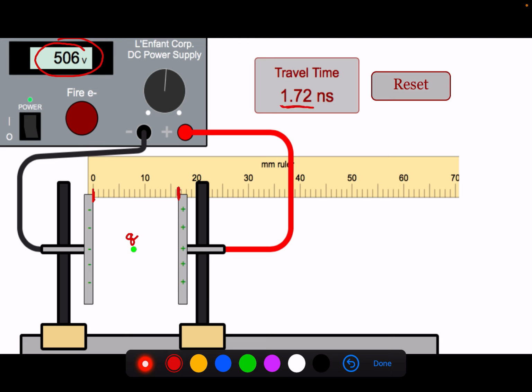We're going to try and figure out the time it takes to traverse this distance, and we're going to try and figure out the speed when it gets to the other plate. Again, we're going to have a hole in the other plate so it shoots right out of the plate and then we can use it.